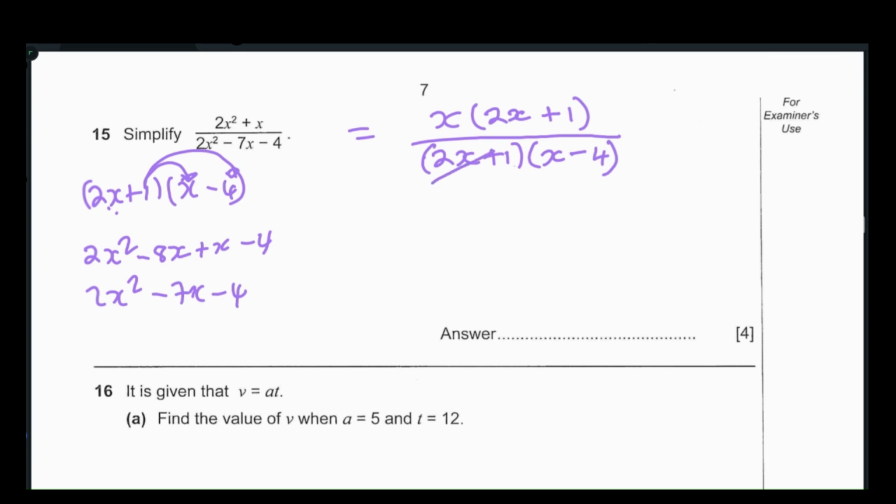From here, 2x plus 1 cancels out with 2x plus 1. We are left with x over x minus 4. Finally, we have x over x minus 4 as the simplified form.